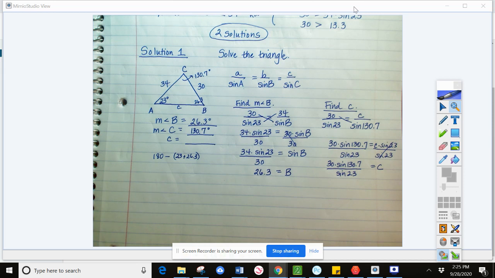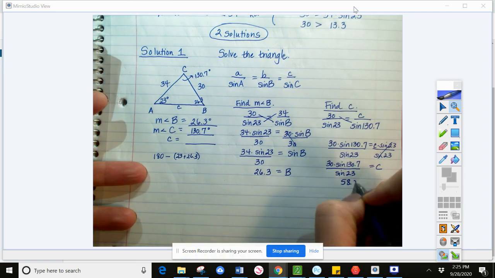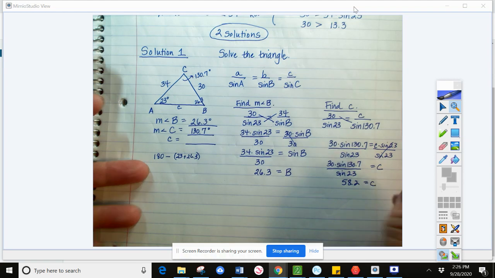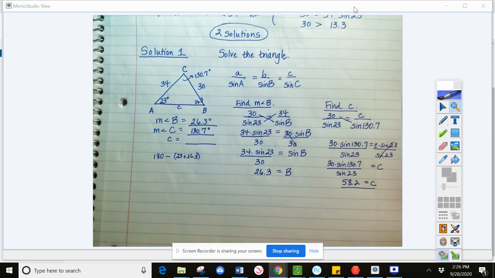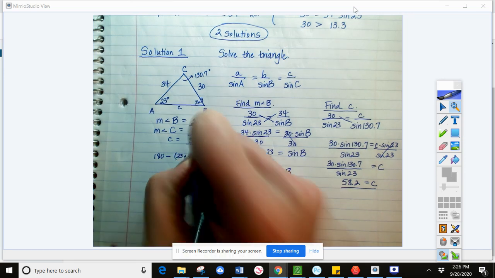So if you do put that in the calculator and something doesn't make sense about your answer, make sure you've put in everything that you need to put in. I just tried it and I didn't put in the sine in front of the number 23 and I got a really weird answer. Okay, so I knew something was off. So side C is 58.2.